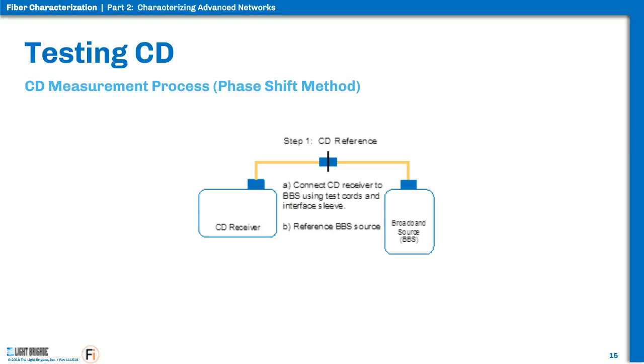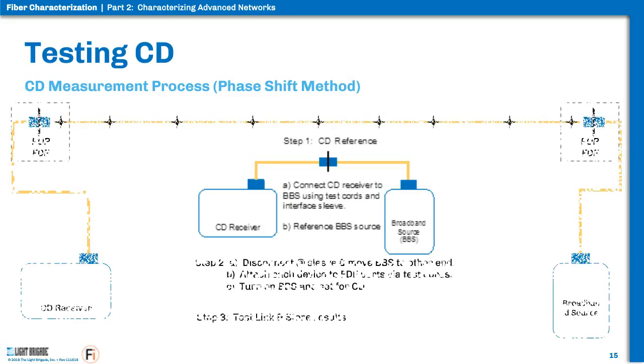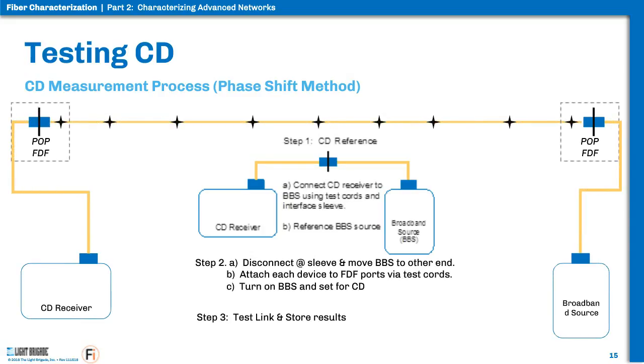So first you have to reference, and then you split those connectors apart, plug them into your optical distribution or fiber distribution frame, which is FDF here, at the ends, and you're able to test it. And that test only takes about 20 seconds using the phase shift method. So it's pretty easy to make this measurement once you're set up for it.